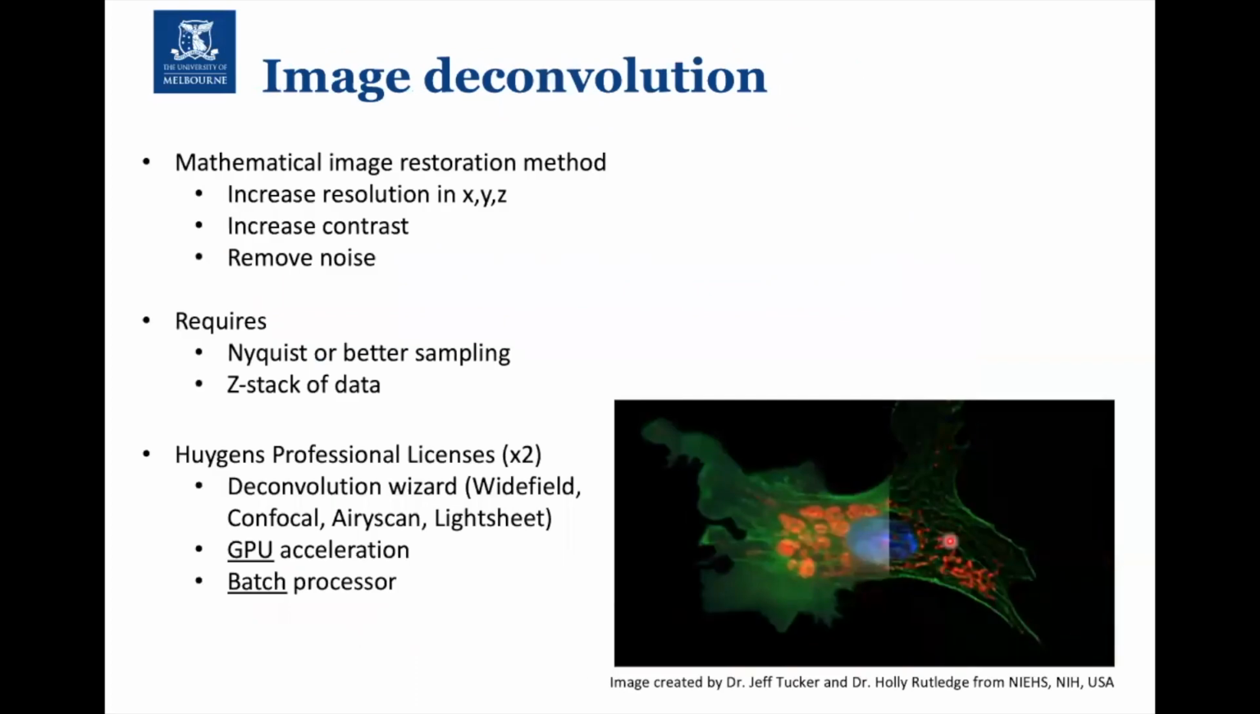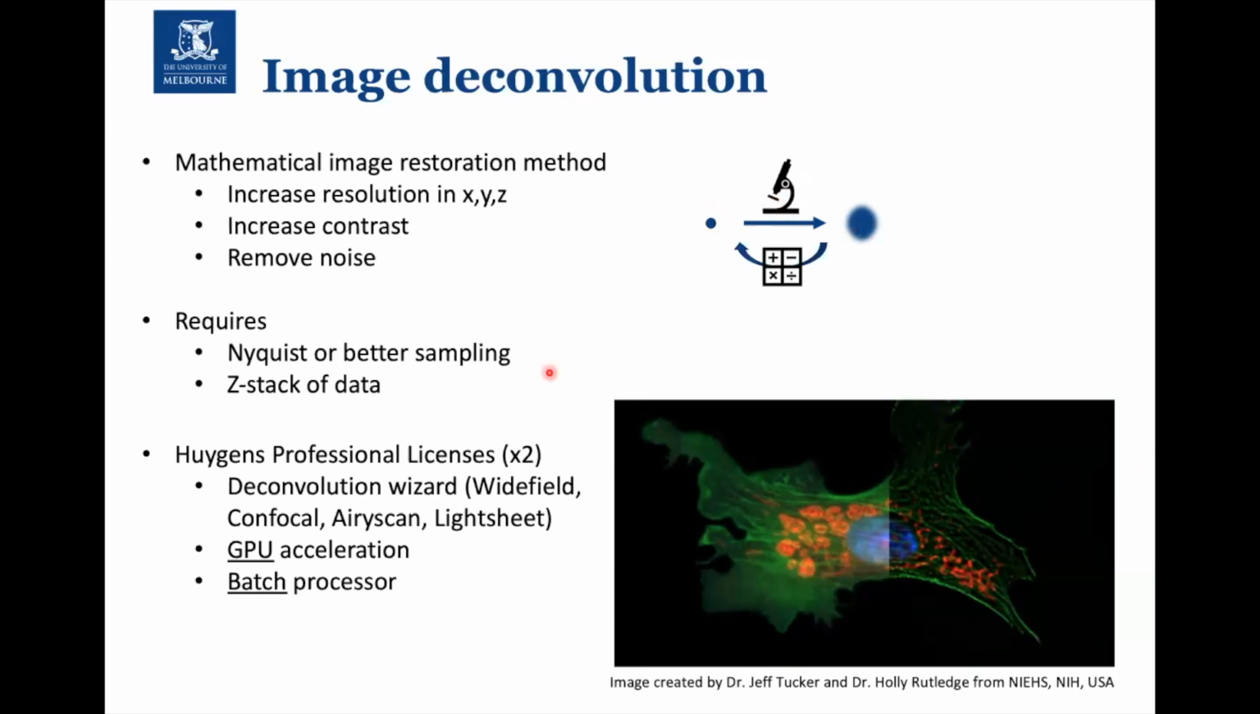This is a mathematical restoration method which can increase our resolution in all three directions and increase our signal to noise as well. As the image goes through the microscope, it becomes what we call convolved, so we lose a bit of the detail. What deconvolution is doing is restoring that mathematically, back to what it would have looked like originally if it hadn't gone through the microscope in the first place.